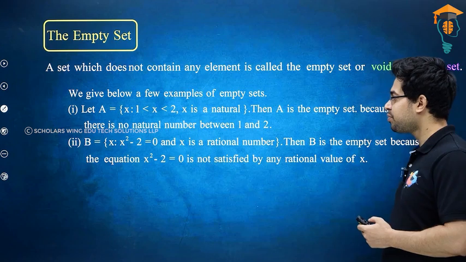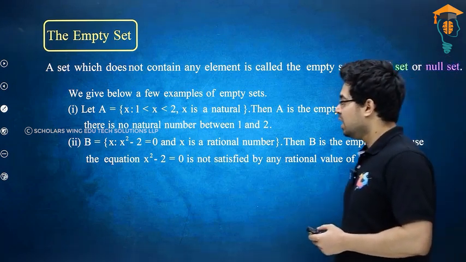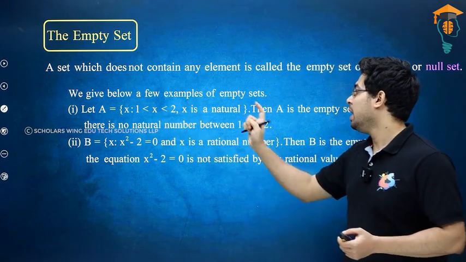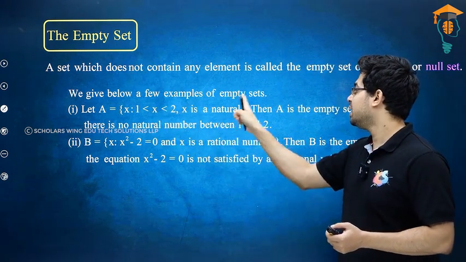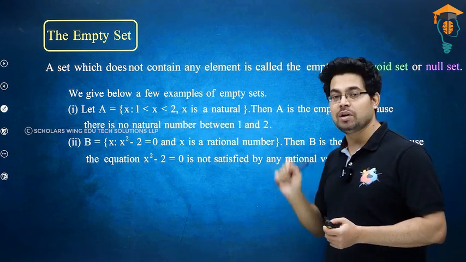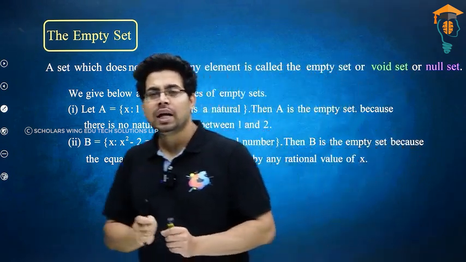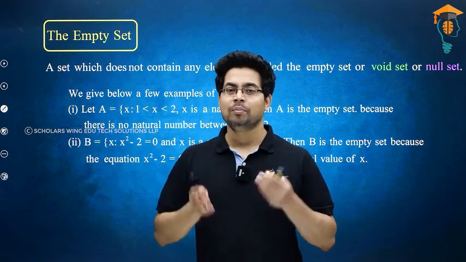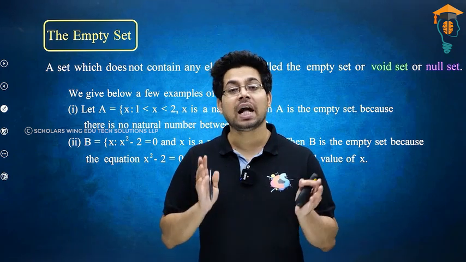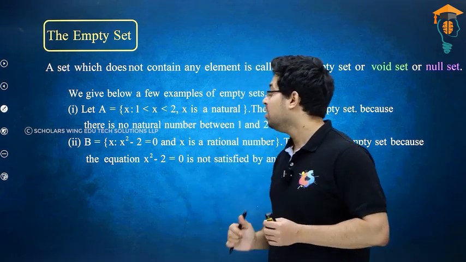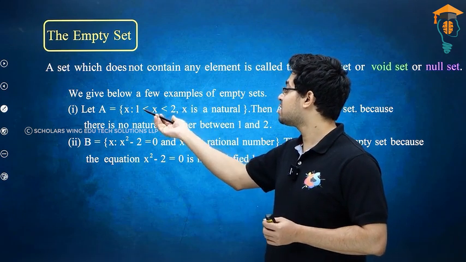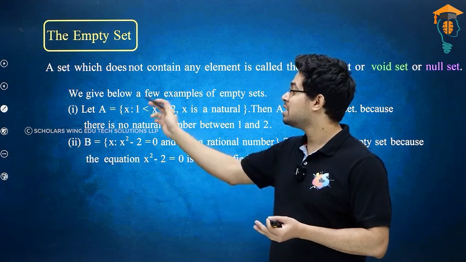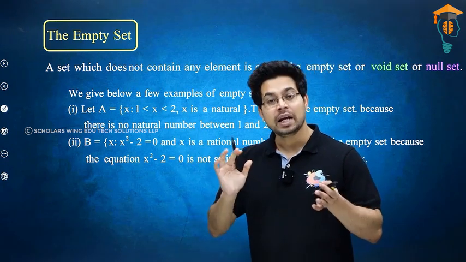Fine. Let's take a few examples. Here we have x, where x is greater than 1 and x is less than 2, and x is a natural number. Here they have missed out the word number. Now, do we know any natural number which is lying between 1 and 2? No. Because between 1 and 2 we don't have any natural number. That means we cannot have any value of x which is a natural number greater than 1 and less than 2. So this set A is an empty set.